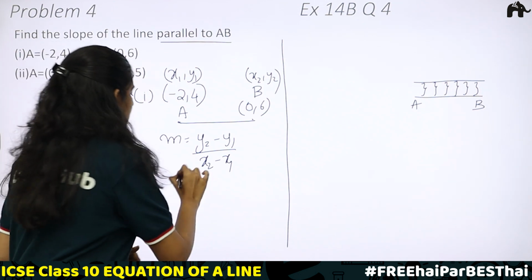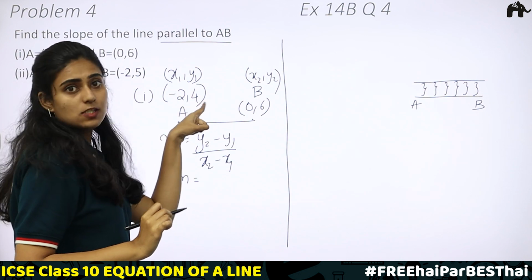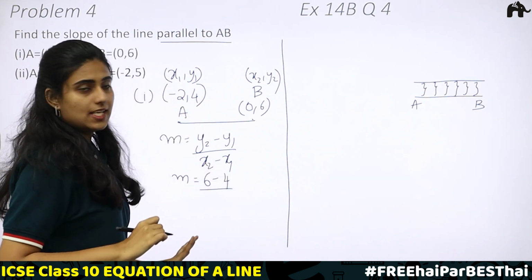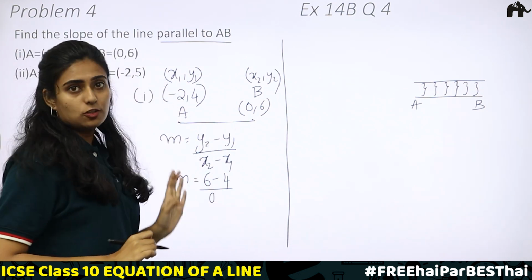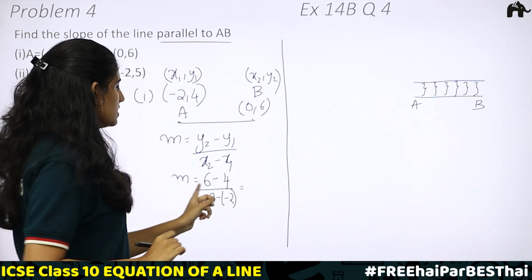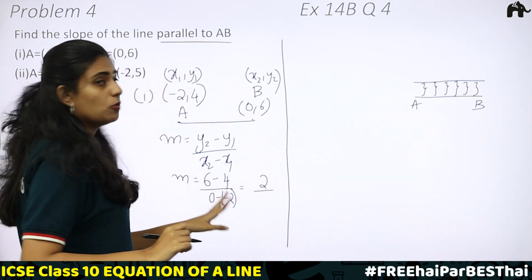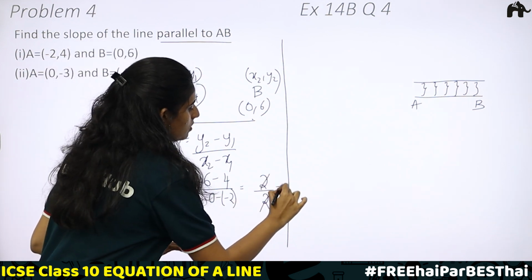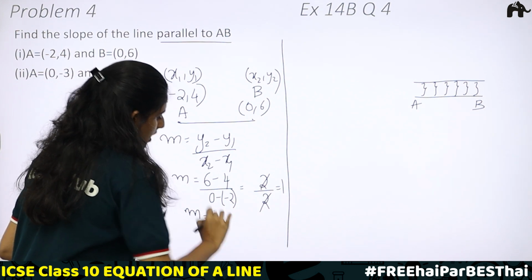Put the values. M will be equal to y2 minus y1. 6 minus 4 divided by x2 minus x1. Here x2 is equal to 0 and x1 is equal to -2. Minus of -2. That is equal to 6 minus 4, 2 divided by 0 minus of -2. 0 plus 2, again 2. 2 by 2 cancelling, we get 1. Here, therefore, the slope m is equal to 1.